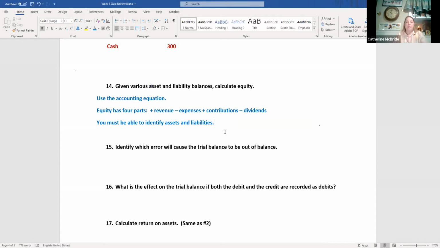Okay, and then this number 16 is the same way, and you might have different versions of this. So you can't just look at this and remember, oh, I said increase, because in your case it might be decrease. What is the effect on the trial balance if both the debit and the credit are recorded as debit? First of all, it's out of balance. Both the debits and the credits are recorded as debits, so the debits are too high.